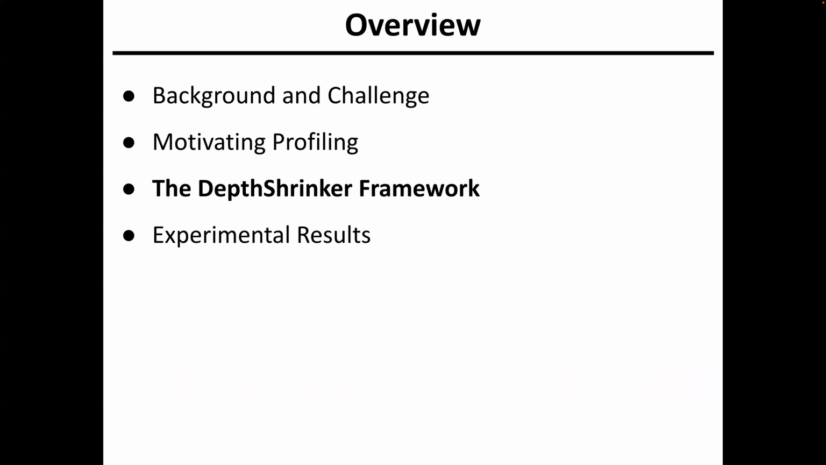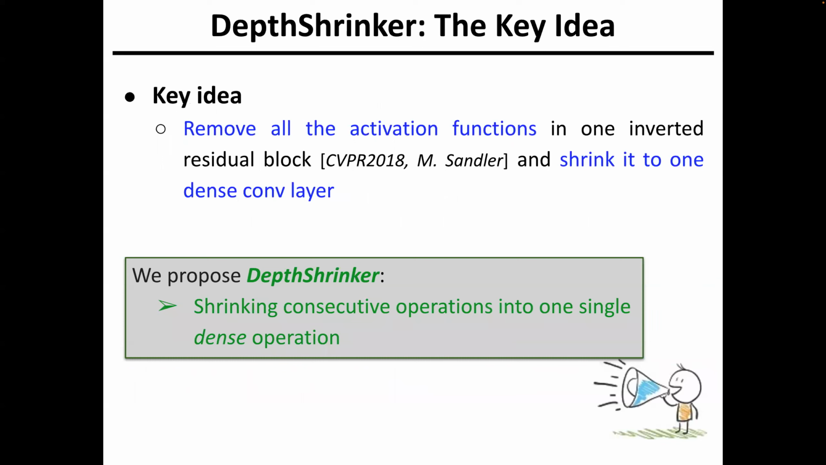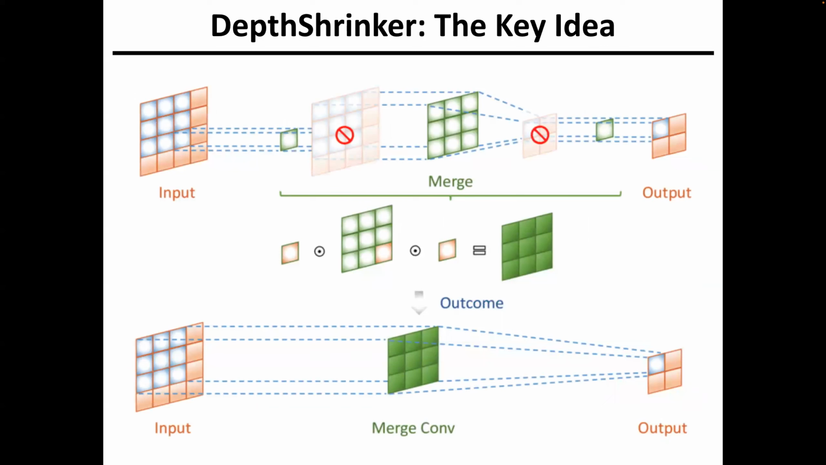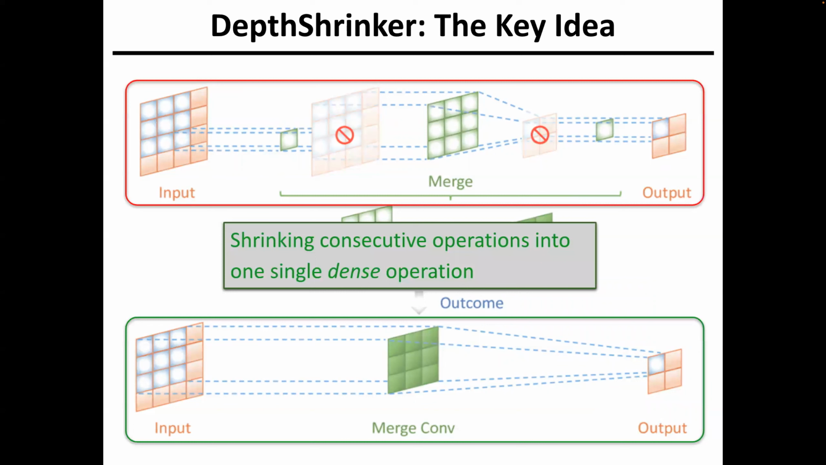Driven by motivating real device profiling results, we propose the DepthShrinker framework. To compress existing efficient DNNs, our key idea is to remove the activation functions in one inverted residual block, which is one of the most commonly adopted building blocks in existing efficient DNNs, and shrink it into one dense conv layer. Here's an example for illustrating our key idea. If the activation functions between 3 convolutional layers are removed, the convolution operations can be shrunk into one single dense operation with improved hardware utilization.